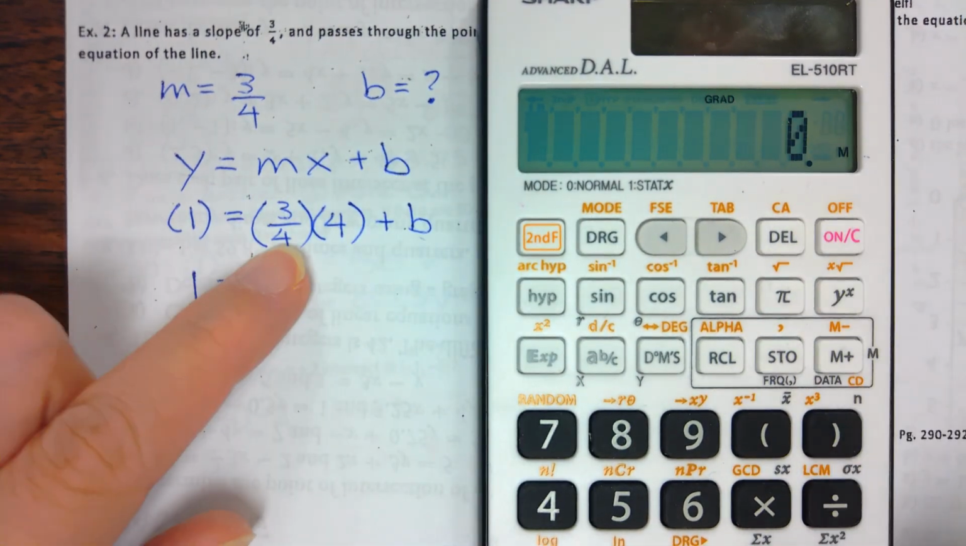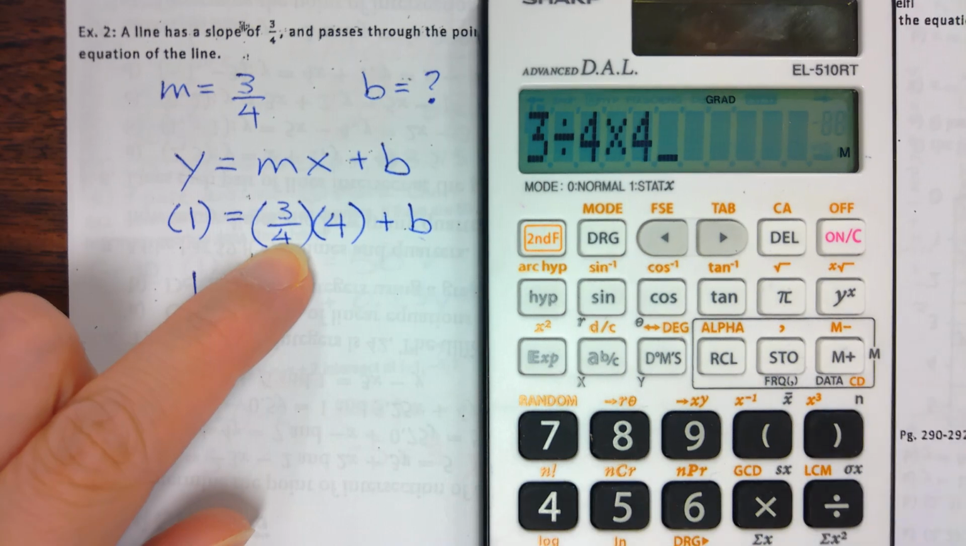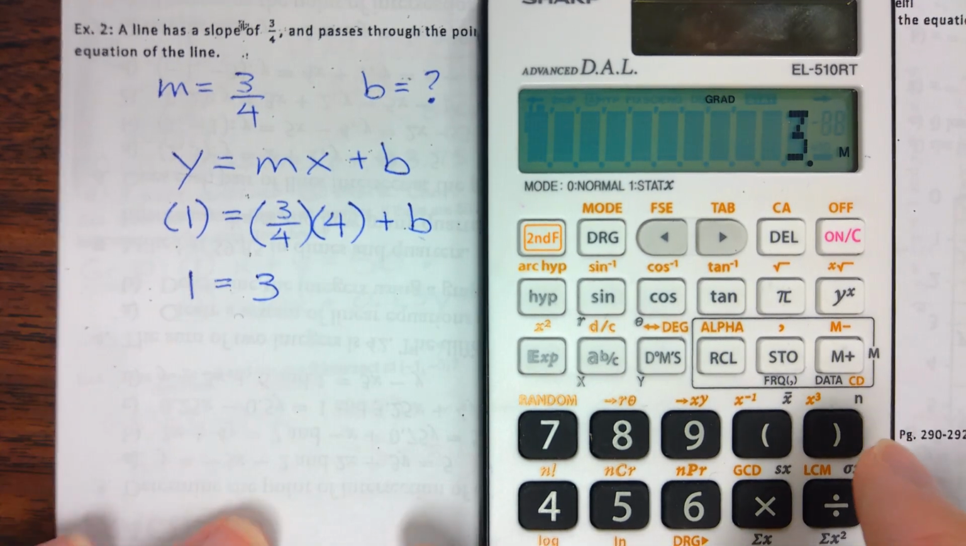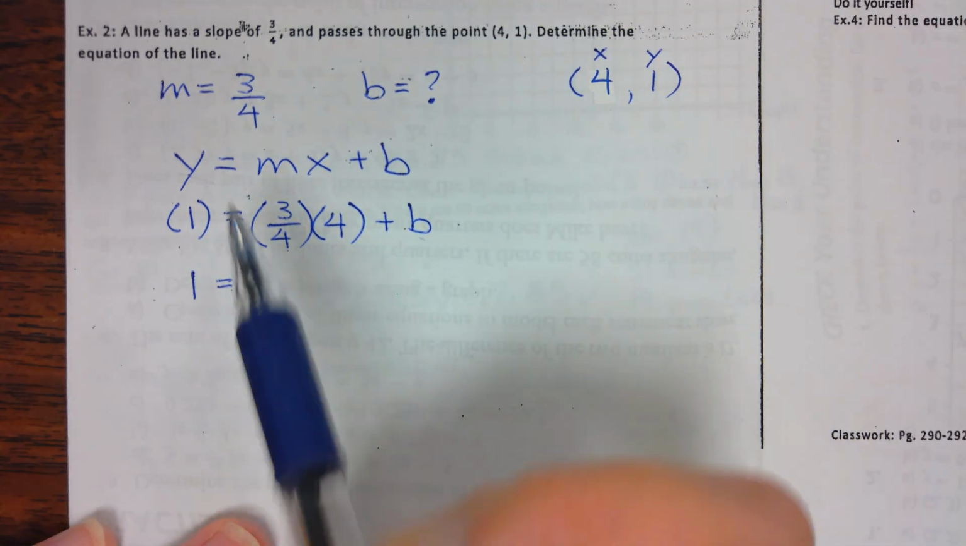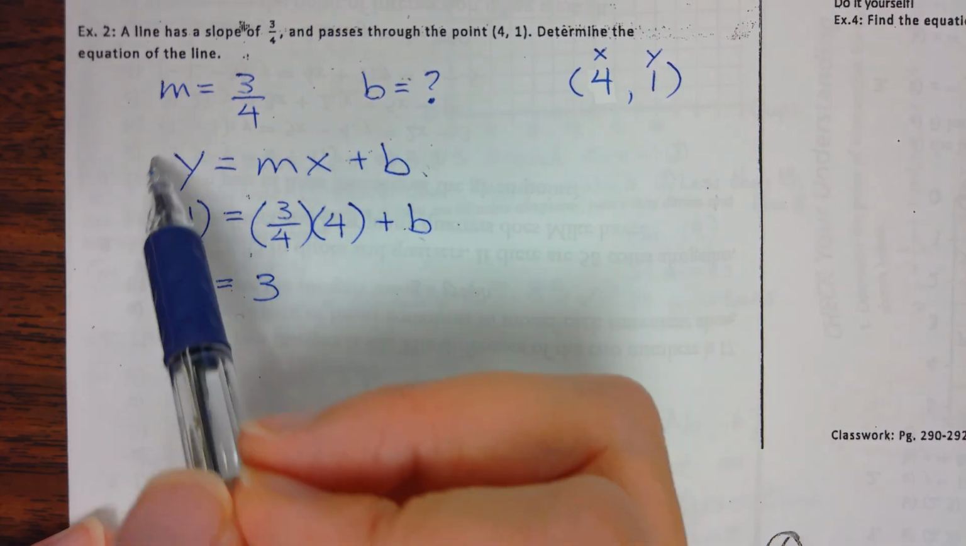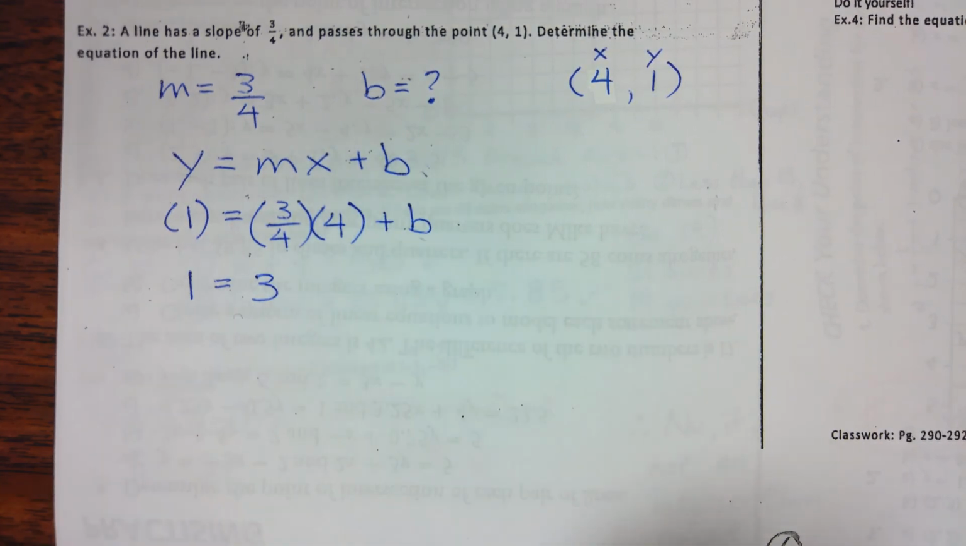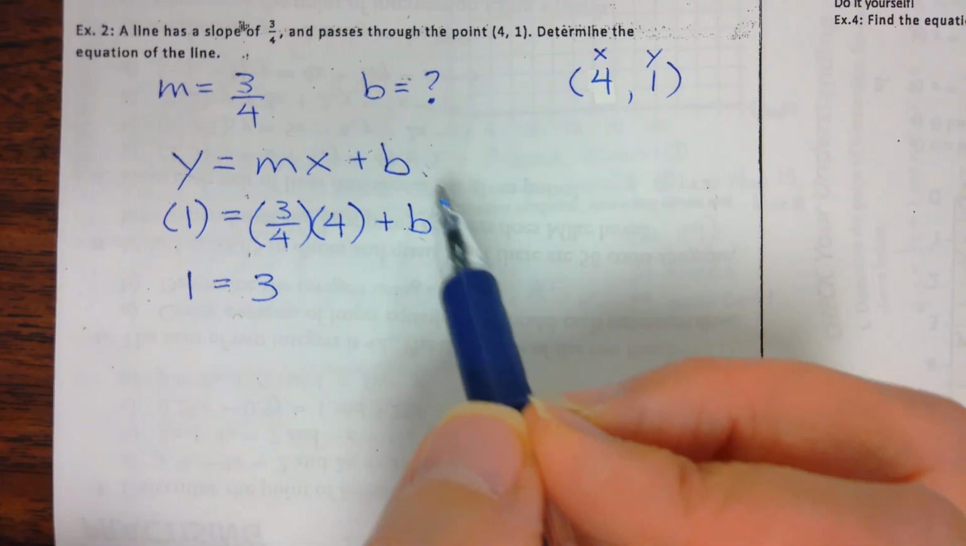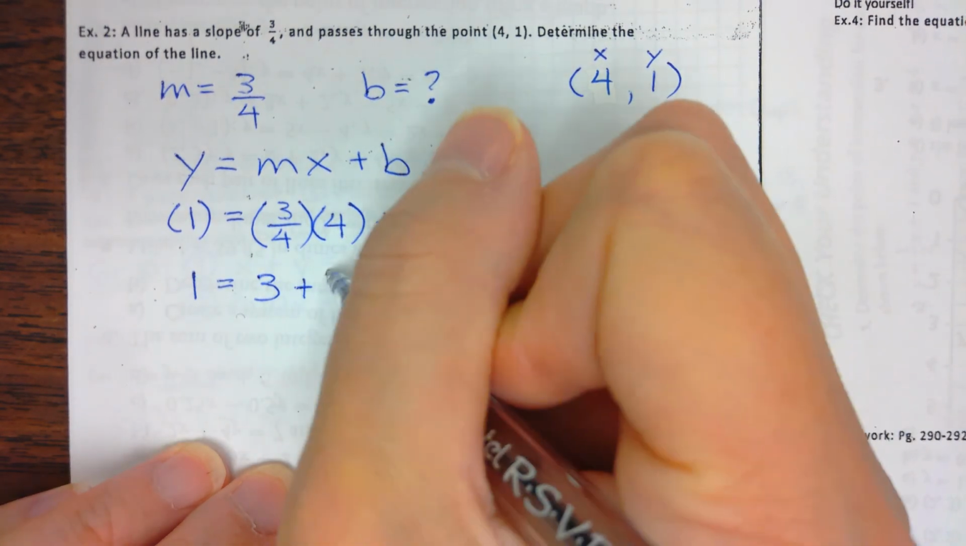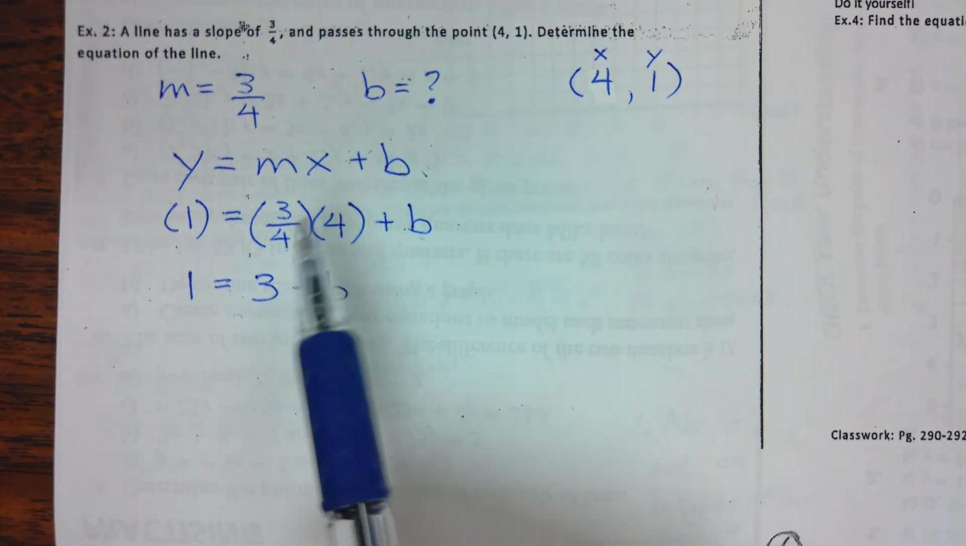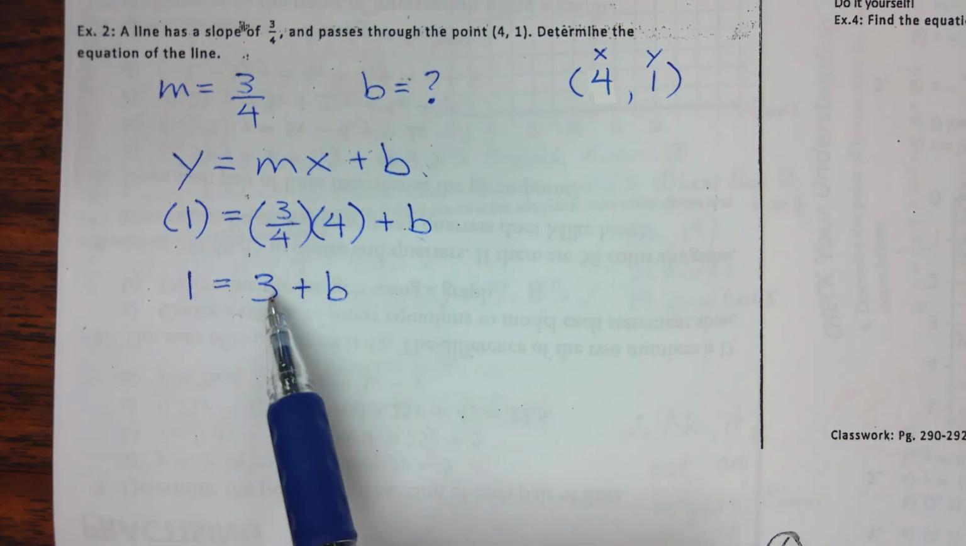Right? Or you can just do this. 3 divided by 4 times 4. What does the formula look like when you're trying to find b? This is the general formula. Y equals mx plus b. Because we're trying to find out what b is. Okay, so we simplified it. It gave me 3.